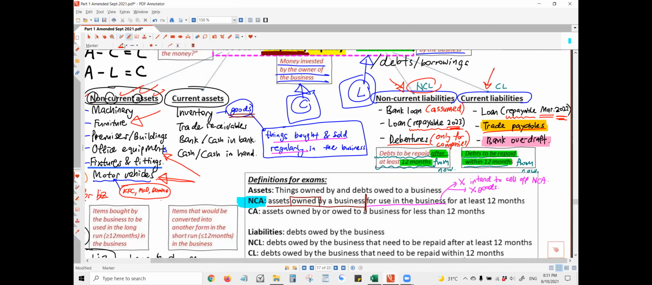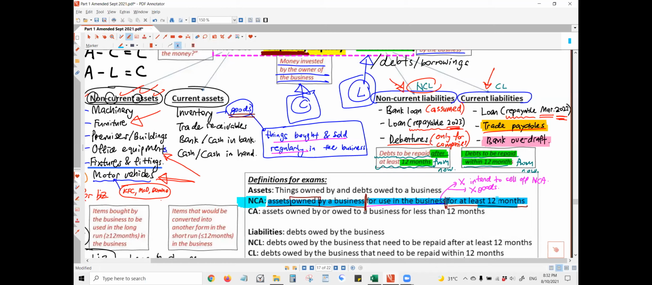Now we have looked at the first two parts of the definition: assets owned by a business, for use in the business. Last part, for at least 12 months. I'm not too sure who created this 12 months concept, but that's the trend. That's the duration that they have used, so we just follow for at least 12 months. Maybe they think that at least 12 months is considered long enough. So that's the definition. You must know how to write the definition.